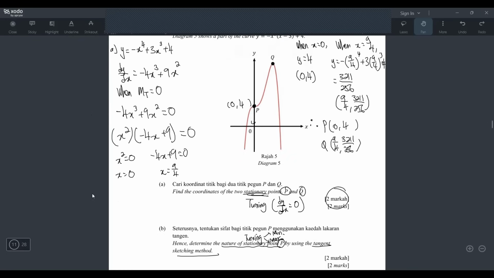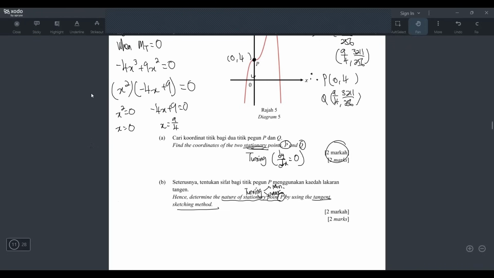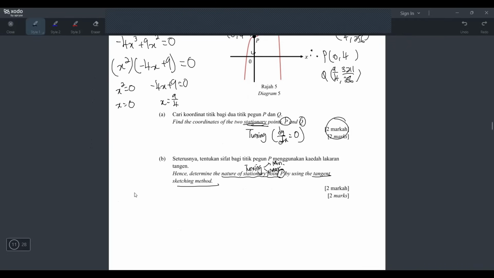How can we know which point is minimum and which one is maximum? If you look at these two points, how do we know which one is minimum and which one is maximum? You will use the second derivative, called d2y over dx2. If you want to know the nature of the turning point, whether it is minimum or maximum, we will use the second derivative. What is the second derivative? It is called d2y over dx2.